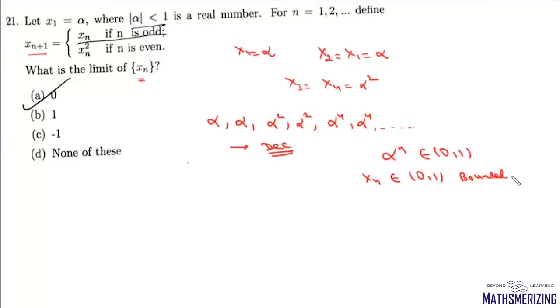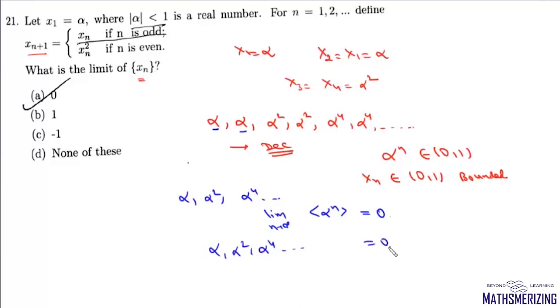Now we consider the subsequence of odd terms, alpha, alpha square, alpha to the power 4, then it will be alpha to the power n, and if we take this limit as n tends to infinity, and alpha lies between -1 and +1, then the limit of alpha to the power n will be simply 0. In the same way, if we take the subsequence of even terms, alpha, alpha square, alpha to the power 4, again it will converge to 0. Now both the subsequences converge to the same limit 0. So the limit of the sequence xn will be simply 0, and that's your option A.